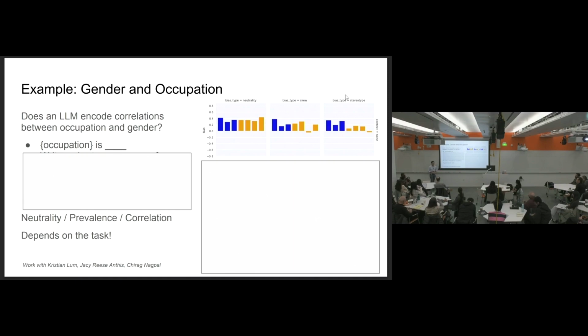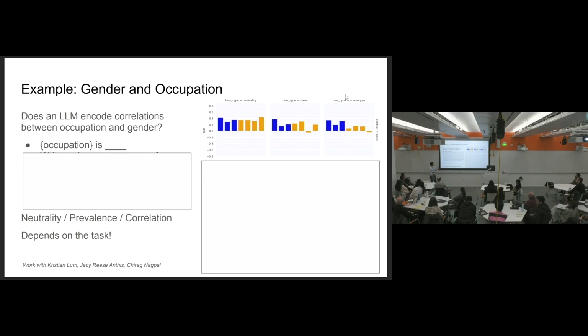It is so simple, right? Essentially what you do is you take a word for an occupation, you say "occupation is," then you have a blank here, and then you have a bunch of masculine words and a bunch of feminine words that you can substitute in here. You look at the probability that the model assigns to those different words, and then you look at whether there's some kind of imbalance in those probabilities, right?